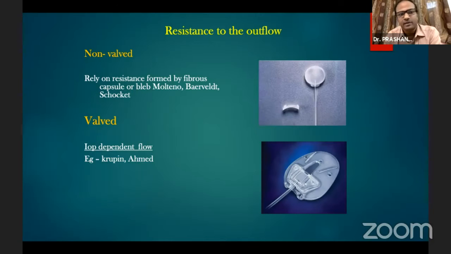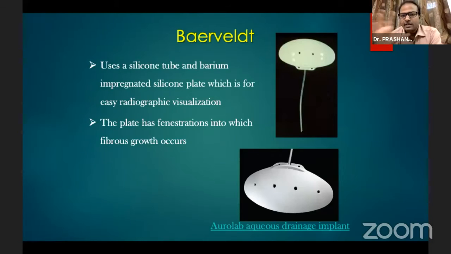So there are two types of implants, non-valved and valved. Non-valved doesn't have any intrinsic system of valve, so aqueous outflow is actually maintained by the development of a fibrous capsule which forms over a period of time. So initially you have to ligate the tube to minimize the overflow of fluid. The other type is the valved implant. They have an intrinsic valve system that regulates the amount of aqueous going into the subconjunctival space. Ahmed is a type of valved implant.